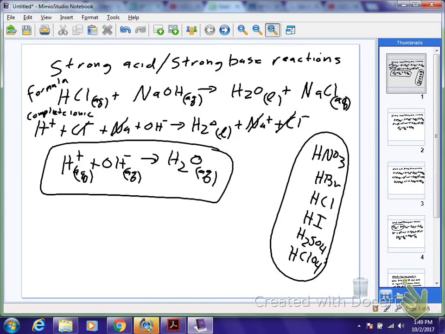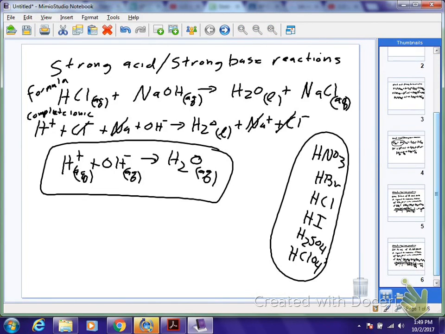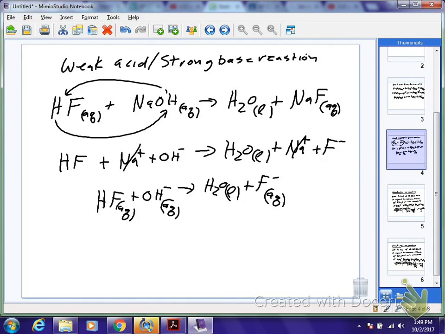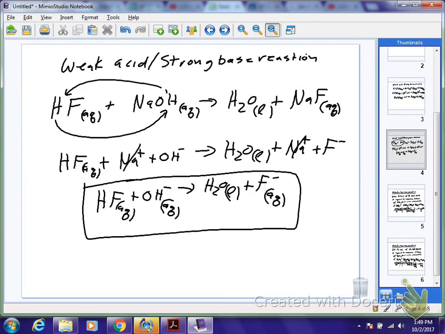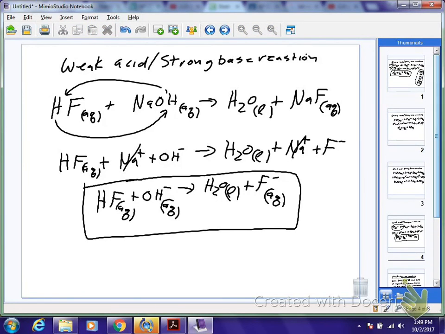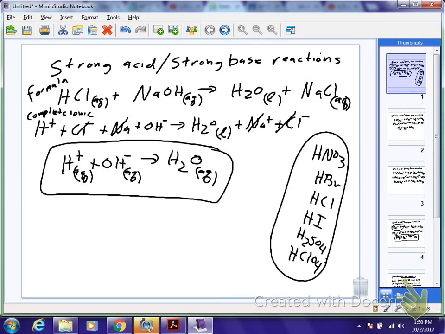But in weak acids, the one we did earlier, the HF stays together all the way down. It doesn't break apart because it's weak. So this would be the difference here. This one is weak. And the one that was strong we just did is H plus and OH minus gives you H2O.